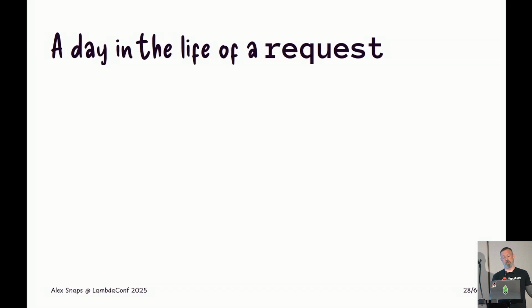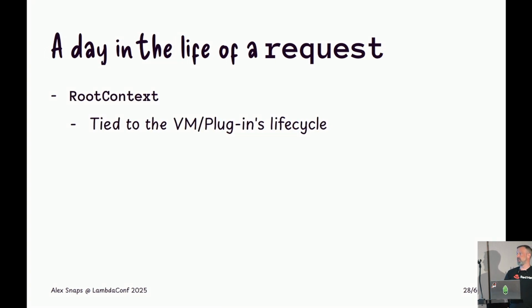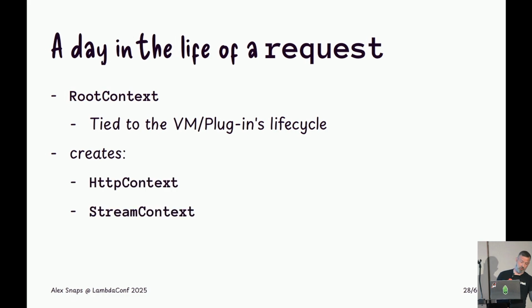So what is the whole thing, right? Because we only care about dealing with requests on the wire. This root context that you just saw is actually tied to the VM plugin's life cycle, is how I like to put it. I guess we'll get back to that a little later. And that's a thing that Envoy will use in order to create an HTTP context or a stream context, but I'm not going to go into that one. I'm only going to stick to HTTP for this.